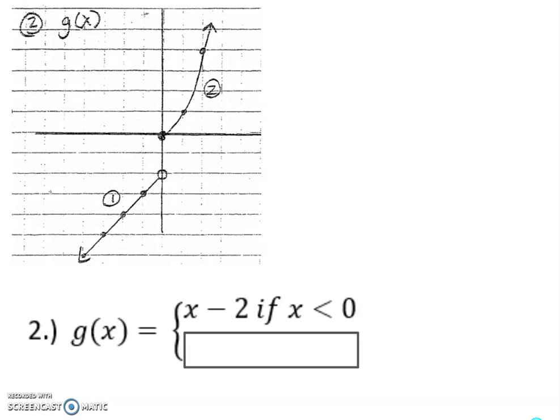All right, let's look at that second piece. Does that second piece look familiar to you? If you had to take one of your parent functions and look at what kind of graph that looks like, what would you say? So notice it's crossing at 0, 0. It's crossing at 1, 1. It's crossing at 2, 4. That one might give it away. It's actually a piece of a parabola.